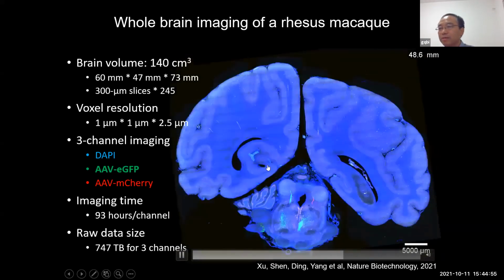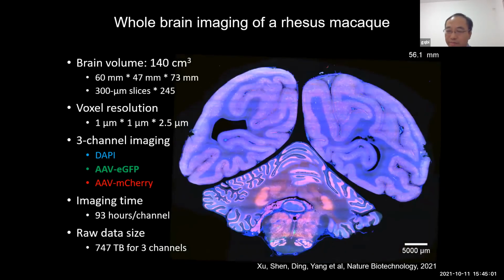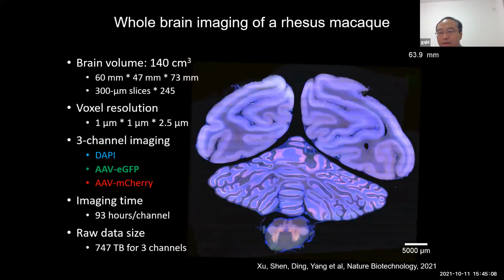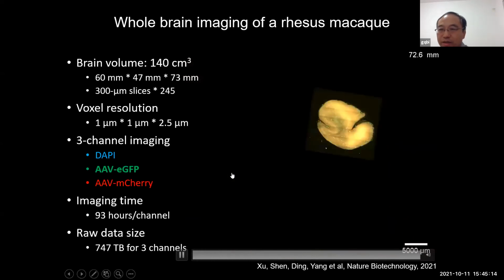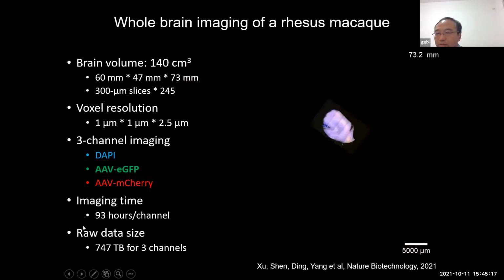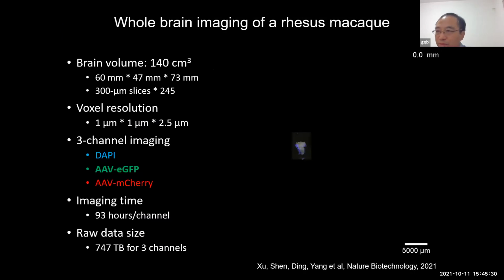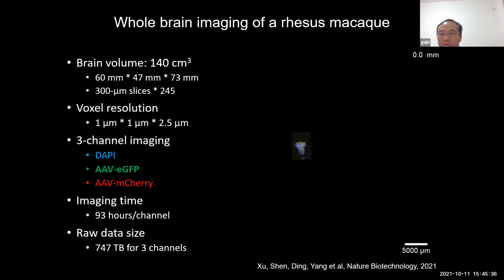With these three colors, the microscope we had at that time had only a single channel, so for three colors, we imaged three times. Each time took less than 100 hours, so within a month or so, we finished the three-color imaging of this entire monkey brain. The total data size is 747 terabytes for the three channels. In this brain we labeled the superior colliculus, and the projection of those neurons was primarily confined to subcortical areas.